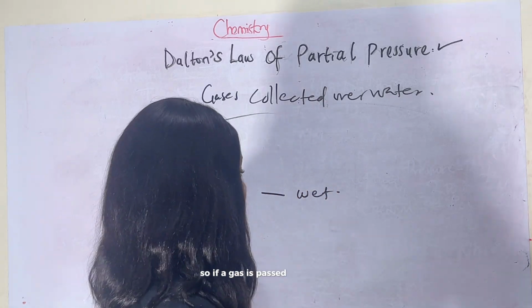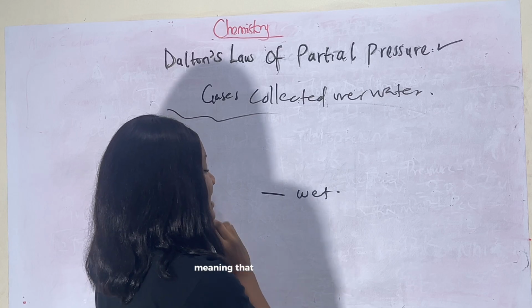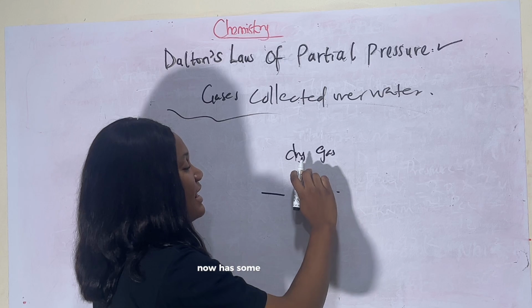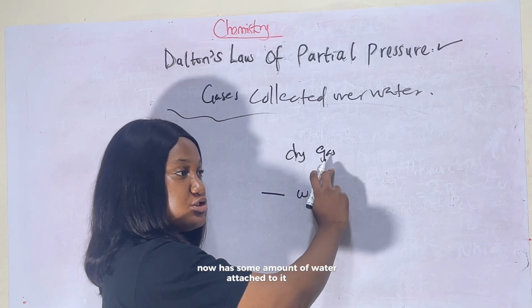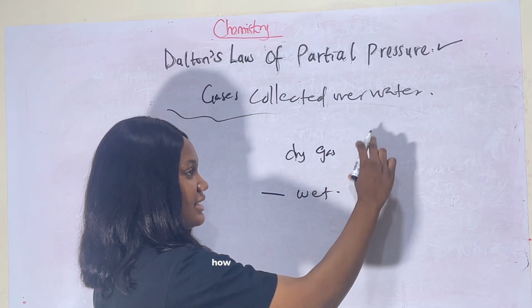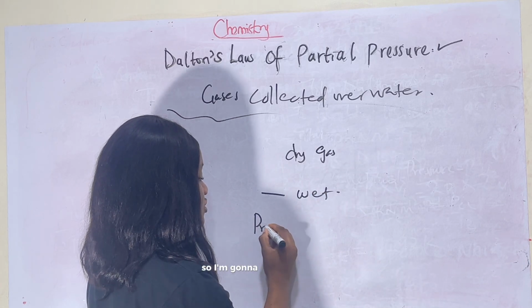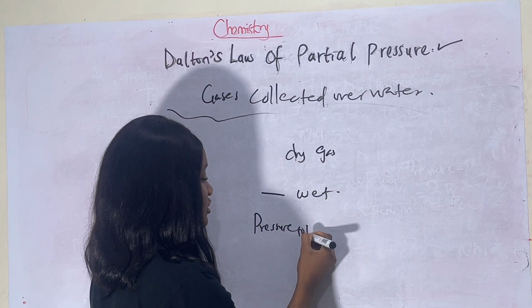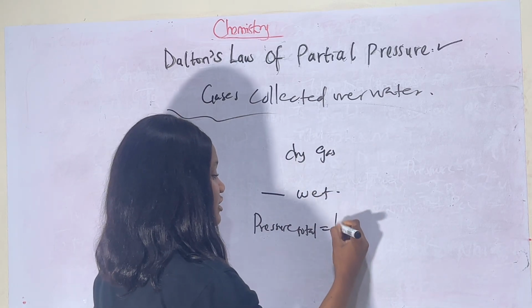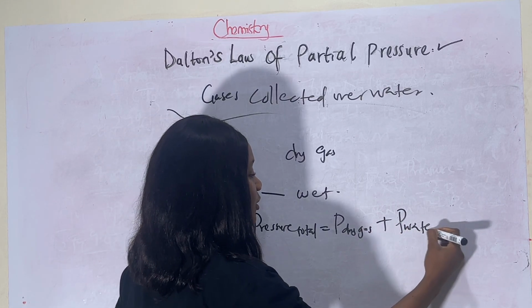So if a gas is passed over water, there's a probability that this gas is going to become wet, meaning that the gas itself, which was dry, let's call it dry gas, now has some amount of water attached to it. If I want to get the true pressure of that gas, I'm going to say the total pressure of the gas that has been collected over water is the pressure of the dry gas plus the pressure of the water vapor.